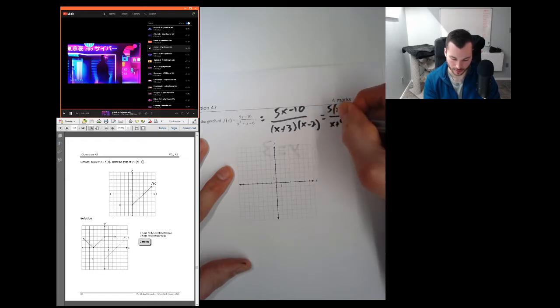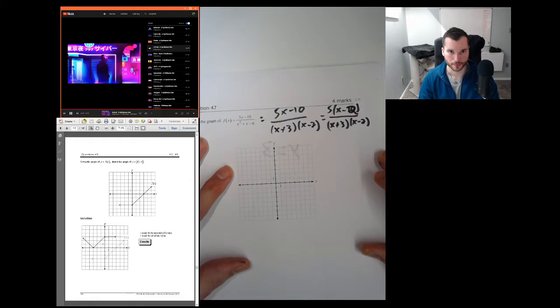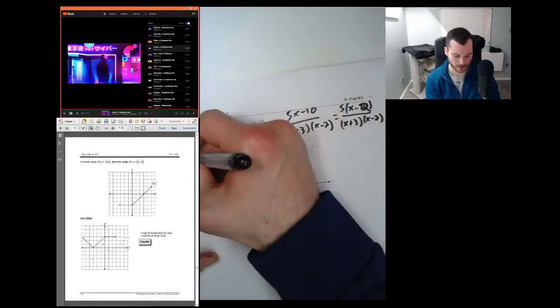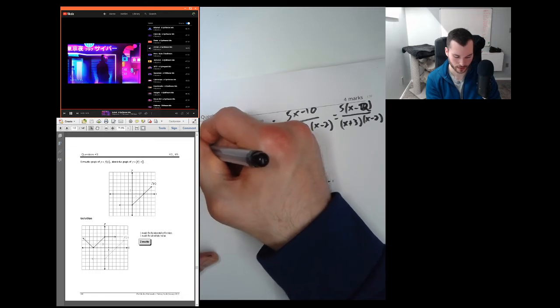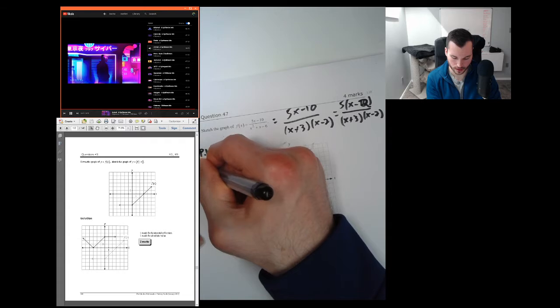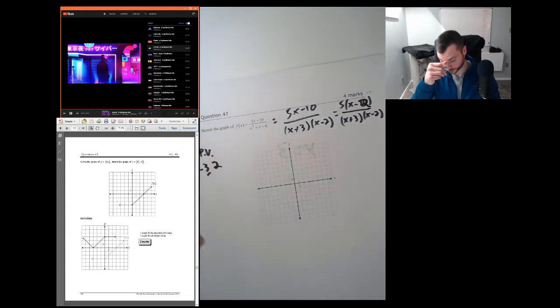And this is going to give me a couple things. Oh, that should be a 2. That should be a 2 there. Okay. So we got that so far. Now, what this means is that we got some NPVs going on. Non-permissible values. X is equal to -3 and +2.